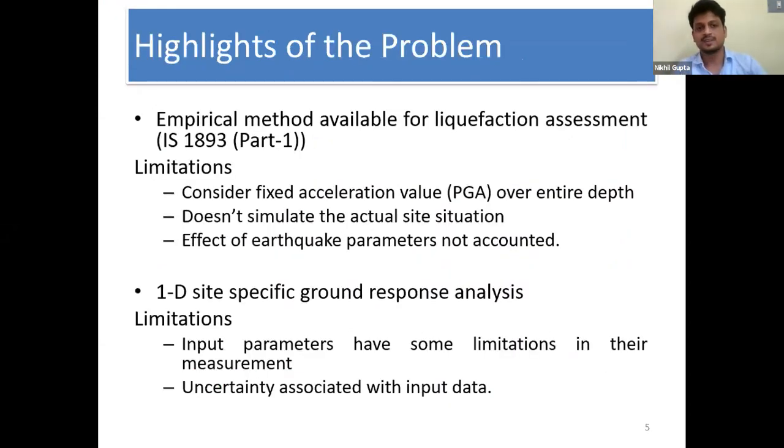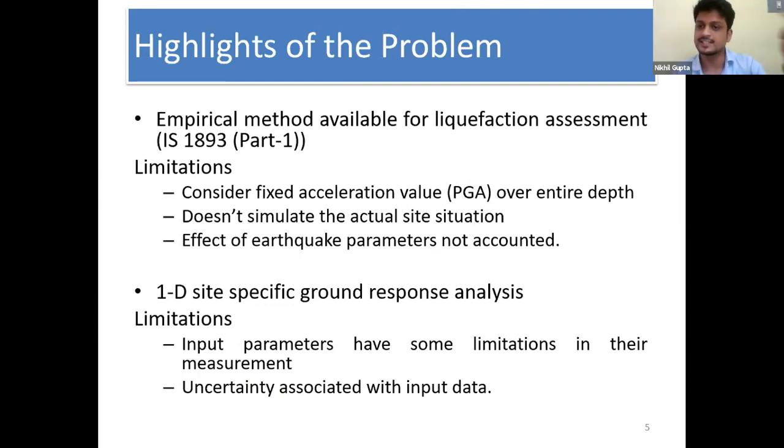Highlight of the problem. Empirical methods are available for liquefaction assessment as per IS 1893 part 1, but empirical methods have some limitations. They consider a fixed acceleration value, a fixed PGA value over the entire depth, and they don't simulate the actual site condition, and the effect of earthquake parameters like frequency and amplitude is not accounted for. This limitation is accounted for if we carry out one dimensional site specific ground response analysis.